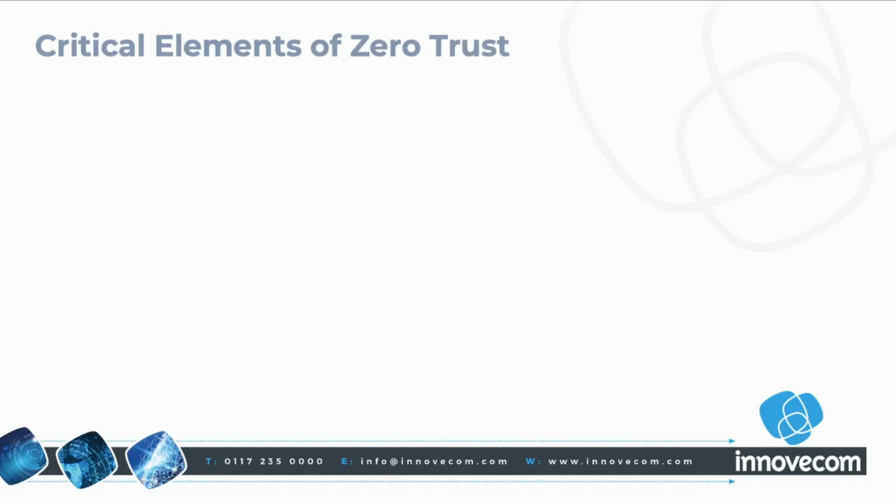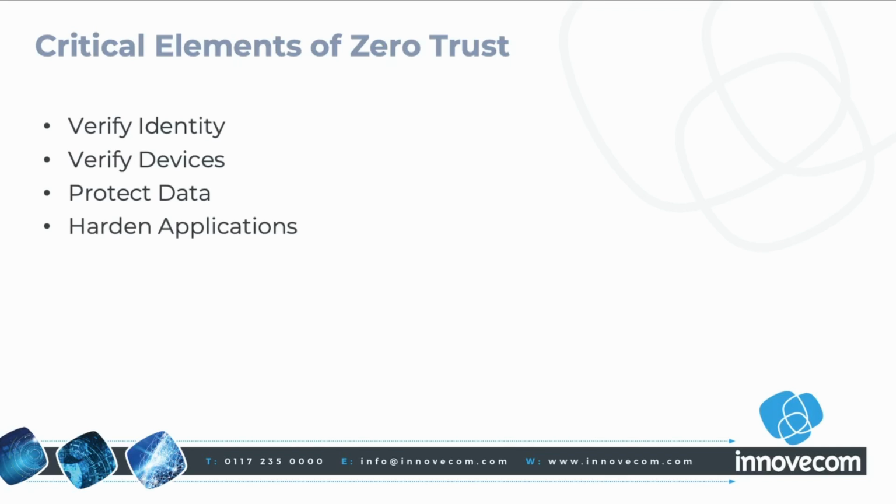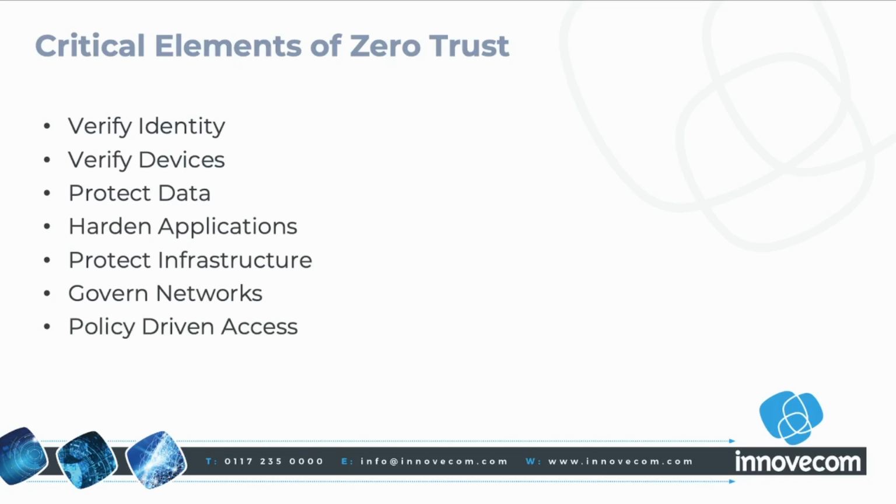Okay, so there are a number of critical elements that contribute to zero trust access or zero trust security, and these are to verify identity, to verify the device, to protect your data, to harden the application, protect your infrastructure, and govern networks. Now, all of this should be with a policy-driven access and automated threat detection and response. Now, that's an awful lot of critical elements to consider. So how do we even begin to pull this together into a strategy?